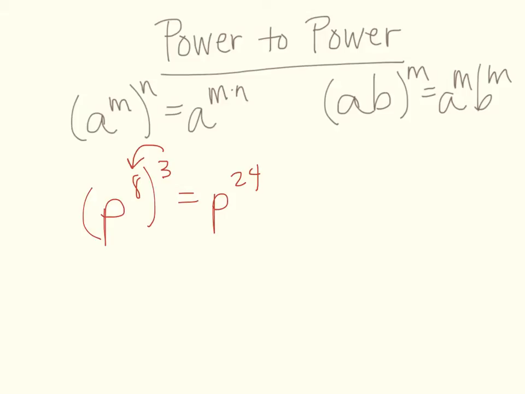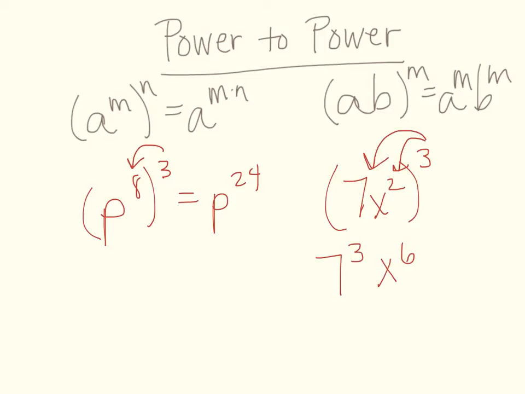Now if you look over here at my second example, when you have multiple bases in parentheses being raised to an exponent, you actually have to give it to every single base. So let's say, for example, I have 7x squared, cubed. I not only would make that x to the 6th, but I also have to give that cubed to the 7, making it 7 cubed. You can't skip the 7. You've got to give this exponent to everything in the parentheses to finish that problem out, or to put all your like bases together.